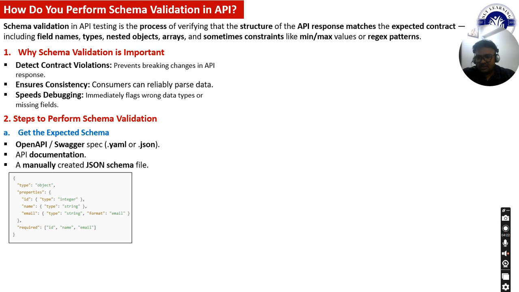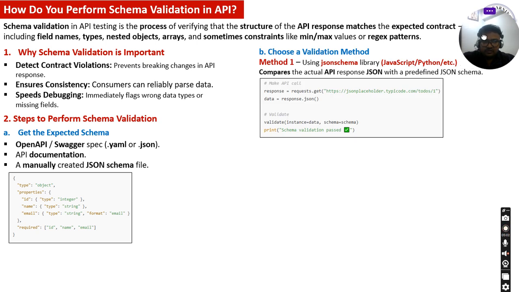This is how the schema looks. You see type object, then properties, then id type integer, name is string, then email is string with format email, this is for the regular expression, and required means id, name and email. So three of them are mandatory fields. This is a simple format of the schema of any API. These are the properties we need to validate, the type of the field, the value, the name of the field, and whether it is mandatory or not. So get the expected schema first, as a step to perform the validation. This is the first method that you can use.